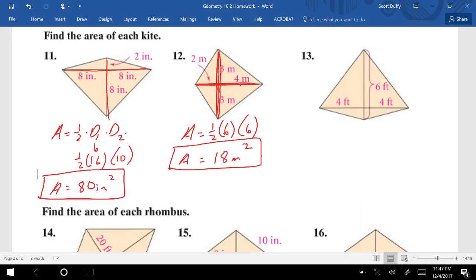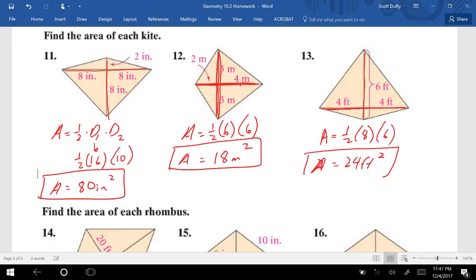Okay, so area for number 13 is 1/2 times diagonal 1, which would be 8 total, times diagonal 2, which they told us was 6. And multiply those out, and you get 24 square feet.